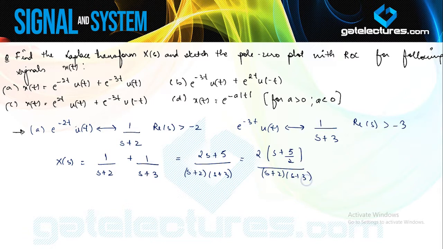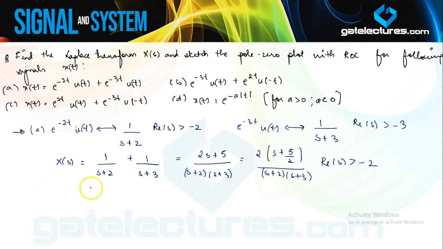And what is going to be the ROC? Right to the rightmost pole. Now it has two poles at s = -2 and s = -3. Now I want an ROC. Even if you just look at the intersection of these two regions, one part says that real part of s should be greater than -2, the other says real part of s should be greater than -3. Both of these are going to have some common, overlapping part only when real part of s is greater than -2, right? So this is going to have one zero at s = -5/2 and two poles at s = -2 and s = -3.